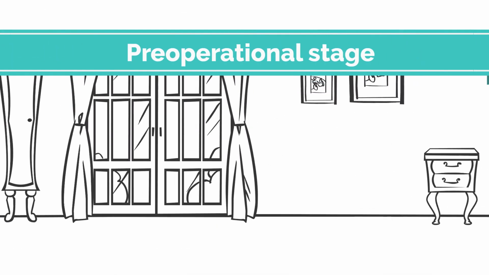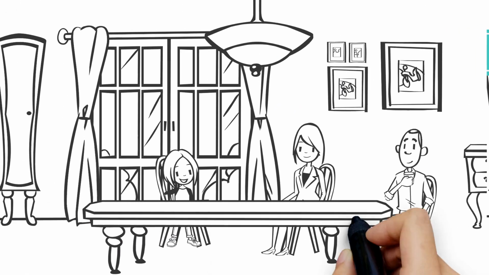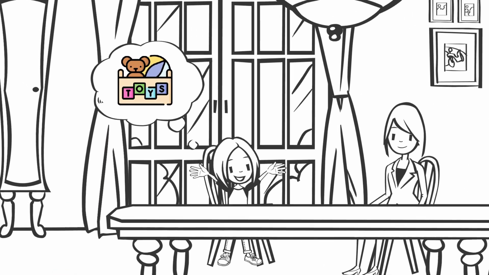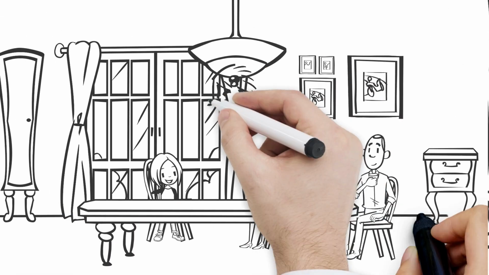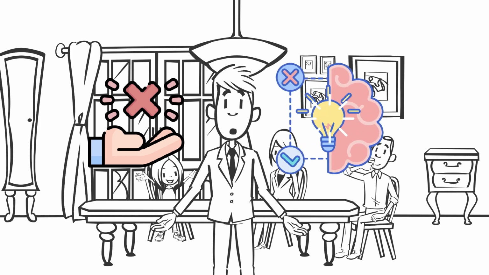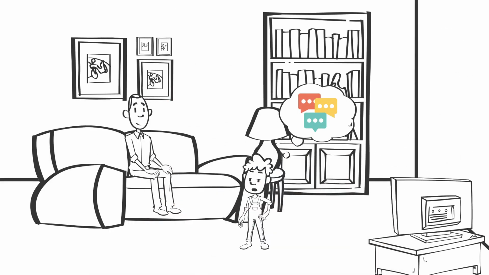Preoperational stage, approximately 2 to 7 years. In this stage, children begin to develop symbolic thinking, which allows them to represent objects, events, and ideas mentally. However, their thinking remains egocentric and limited by their inability to perform logical mental operations. For instance, they struggle with the concept of conservation, the understanding that certain properties of objects, such as volume or mass, remain constant despite changes in appearance.